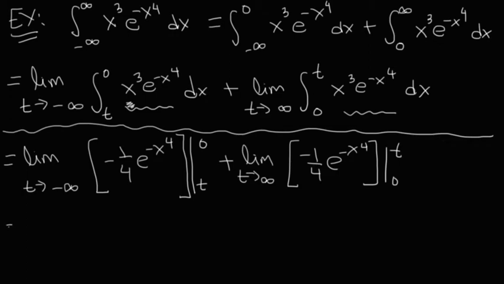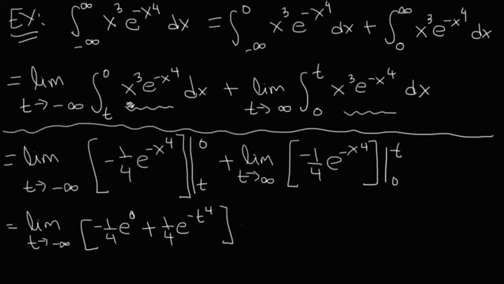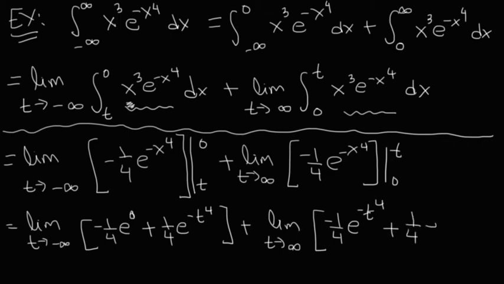Remember to sub in your values before doing the limit. So I'm going to do that right now. I'm subbing in the 0 first, negative 1/4 e to the 0. And then minus this evaluated at t. This becomes a plus because there's a double minus there, e to the negative t to the 4. Okay, that's that one limit. And then the second limit is t approaches infinity. Something similar except the reverse. So this is going to be negative t to the 4. And then again, double minus is a plus, e to the 0.